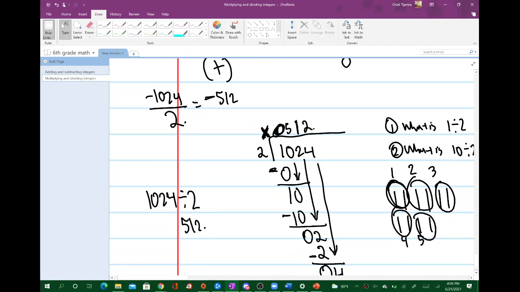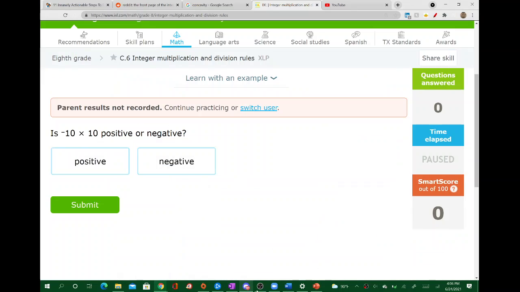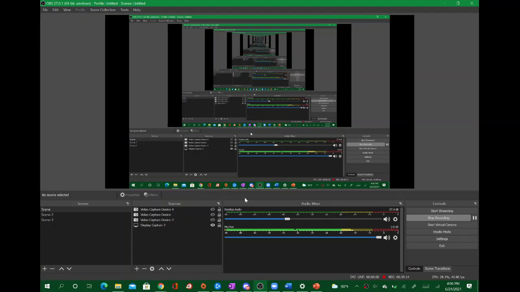And then what if I have negative 1024 over negative 2? Well, that's really just 512. So that is how division works, okay? If anybody has any questions, please let me know.